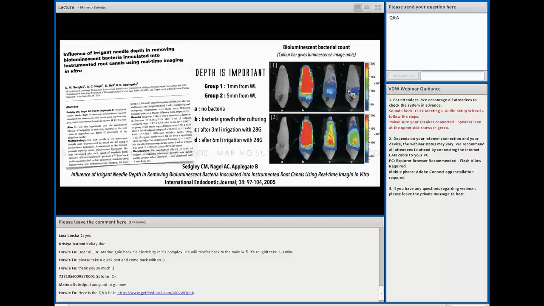But it's not just the length that is important. You can see here, actually, the volume of our irrigants is also important. By adding more volume from 3 to 6 in the same group, you will have a lower bacterial count inside the root canal system.